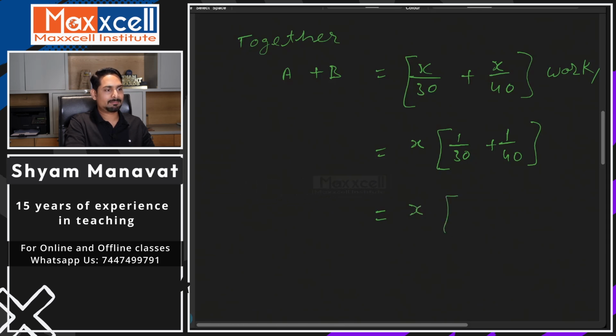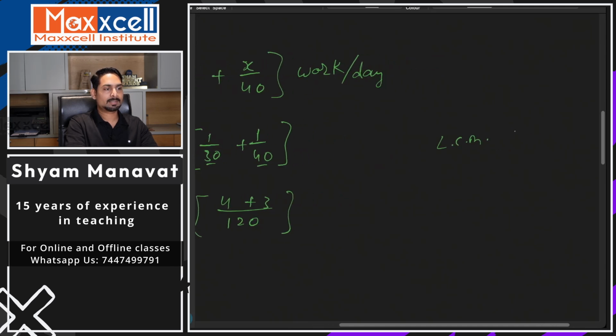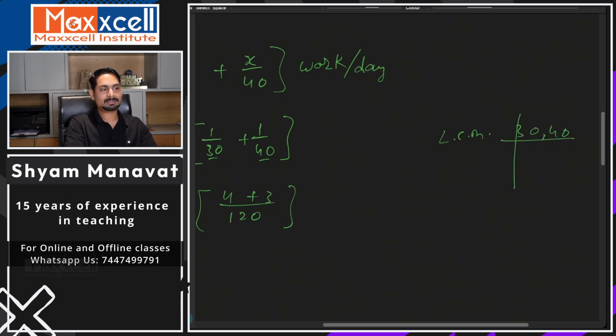X and simplify, you got 30, 40, LCM 120, here you got 4 and here you got 3. I hope this is clear to you. Yeah, how to add fractions. You remember how to add fractions? We take the LCM of the denominators, which is 30 and 40 here. If I take the LCM of this, I'll get the LCM as 120.